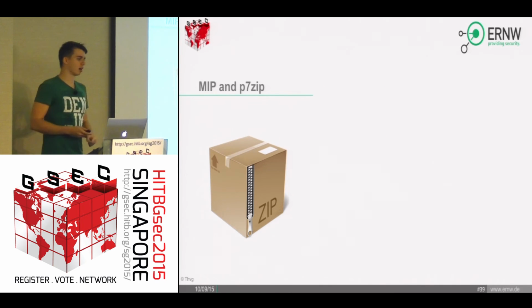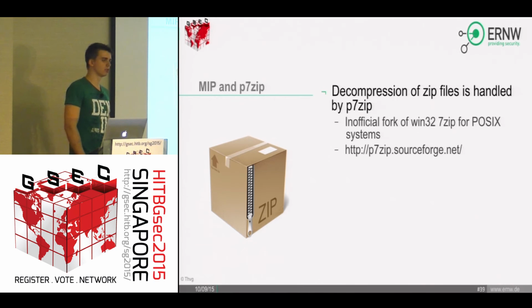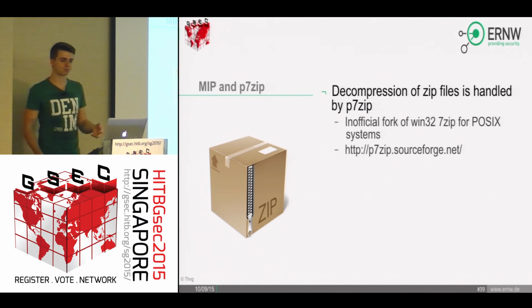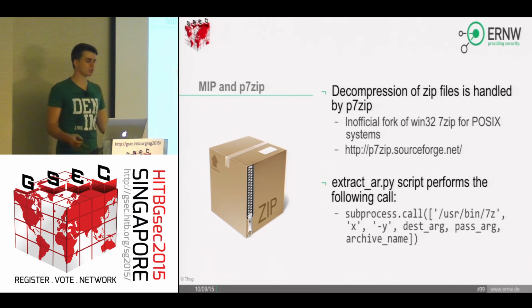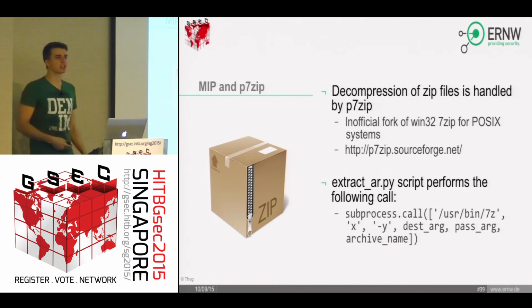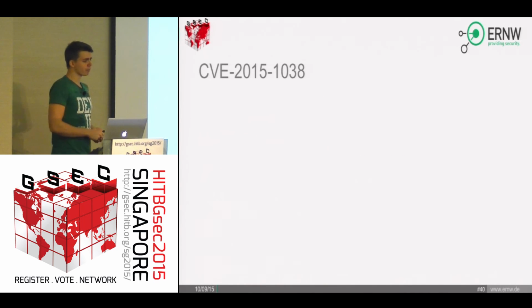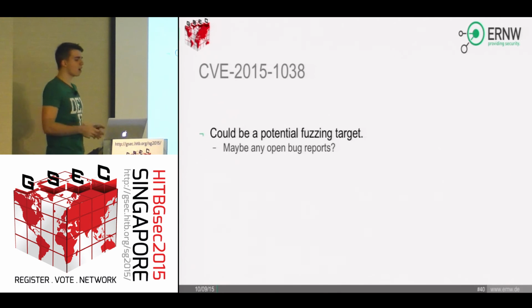To extract zip archives, they decided to use P7zip, an unofficial fork of the normal Win32 7zip which supports POSIX systems. And they have a Python script called extract_r.py, which performs the following call. It just calls into 7zip and extracts the content into a local temp directory. Now, I thought this might be an interesting fuzzing target. I mean, P7zip is not state-of-the-art production-hardened software. It's just some kind of open source project.